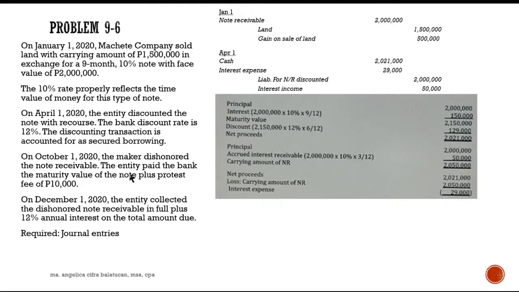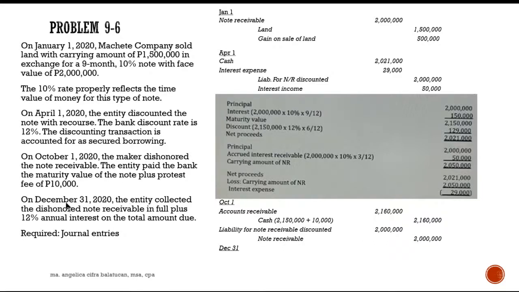On October 1, the maker dishonored the note. So kita man ang endorser, so naatay liability. So the entity paid the bank the maturity value plus protest fee of 10,000. So on October 1, the entry would be accounts receivable. So again, nganong accounts receivable ni siya, kay ang note nga gidishonor, it becomes an ordinary accounts receivable. So maningil ta ani sa ato ang maker. And then credit cash for the payment, so 2,160,000.